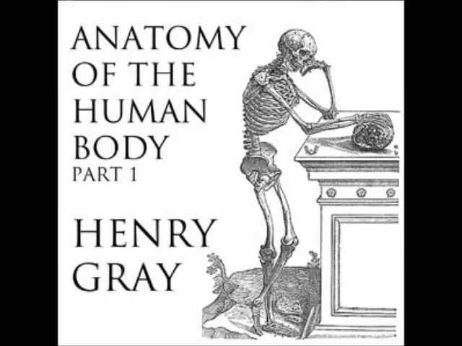Anatomy of the Human Body, Part 1 by Henry Gray. The sacral and coccygeal vertebrae. The sacral and coccygeal vertebrae consist at an early period of life of 9 separate segments which are united in the adult, so as to form 2 bones, 5 entering into the formation of the sacrum, 4 into that of the coccyx. Sometimes the coccyx consists of 5 bones, occasionally the number is reduced to 3.